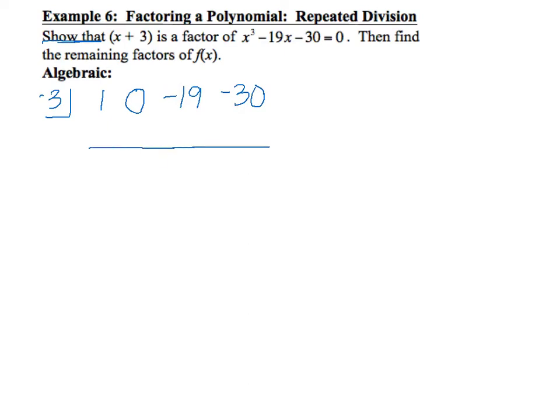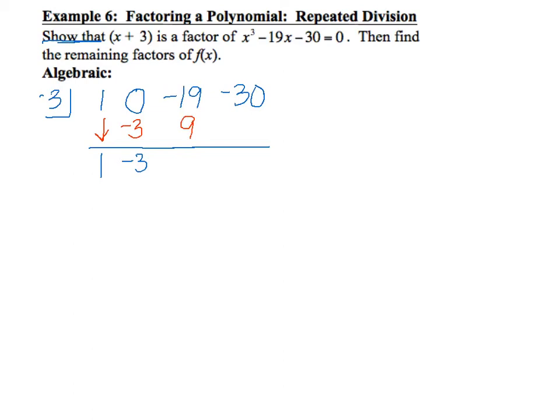Bring down your 1 at the very beginning, and you have a 1 below your line. Then you multiply that by the negative 3. 1 times negative 3 gives you negative 3. When you add those together, you get 0 minus 3, which is negative 3. Plug in negative 3 times negative 3. That's going to give you a 9.